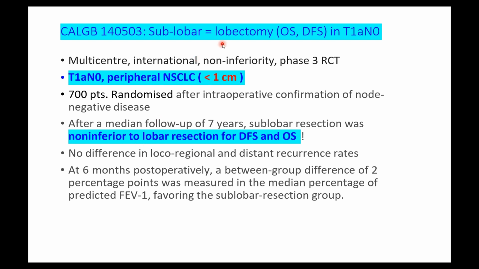First in CALGB 140503, tumors less than 2 centimeters, peripheral non-small cell, underwent segmentectomy or a lobectomy in a randomized control trial, and sublobar resection, that is segmentectomy, was non-inferior to a lobar resection in terms of DFS and OS. They had a good 7-year follow-up, and this was 5-year DFS and 5-year OS.